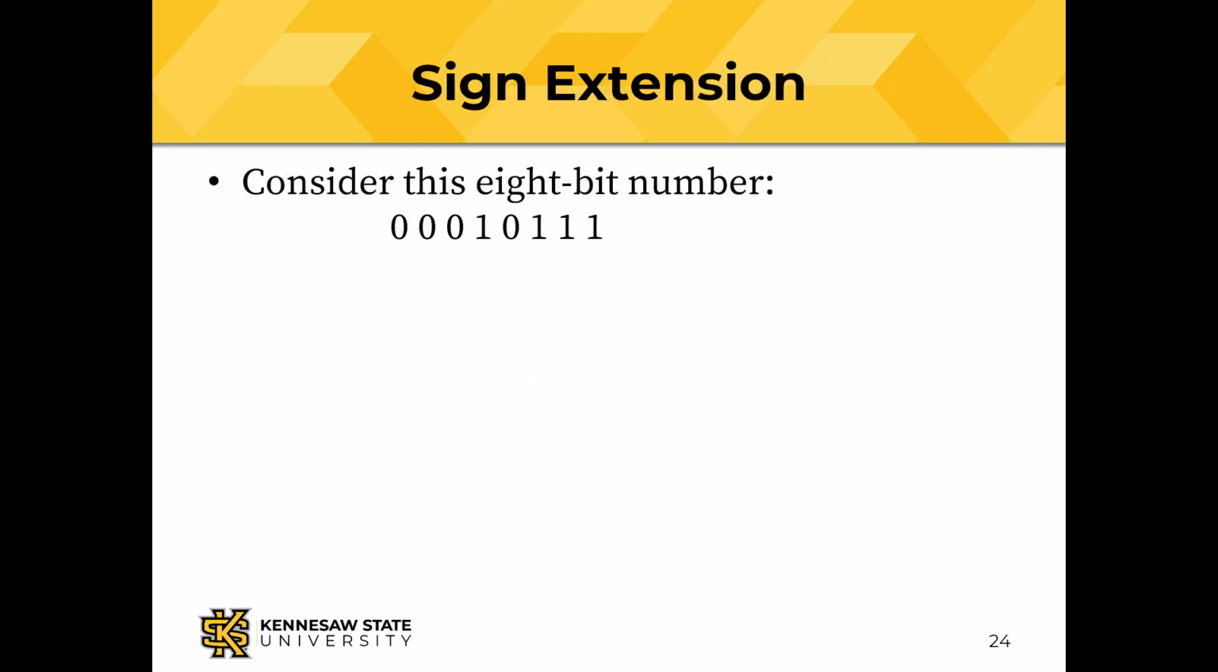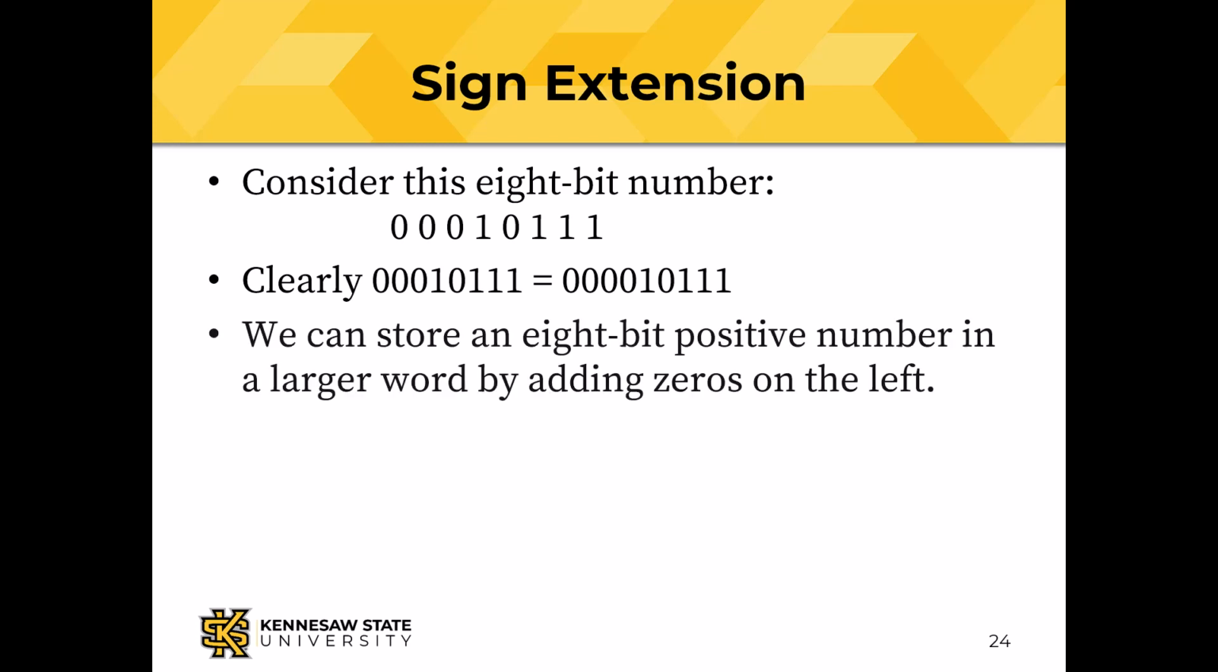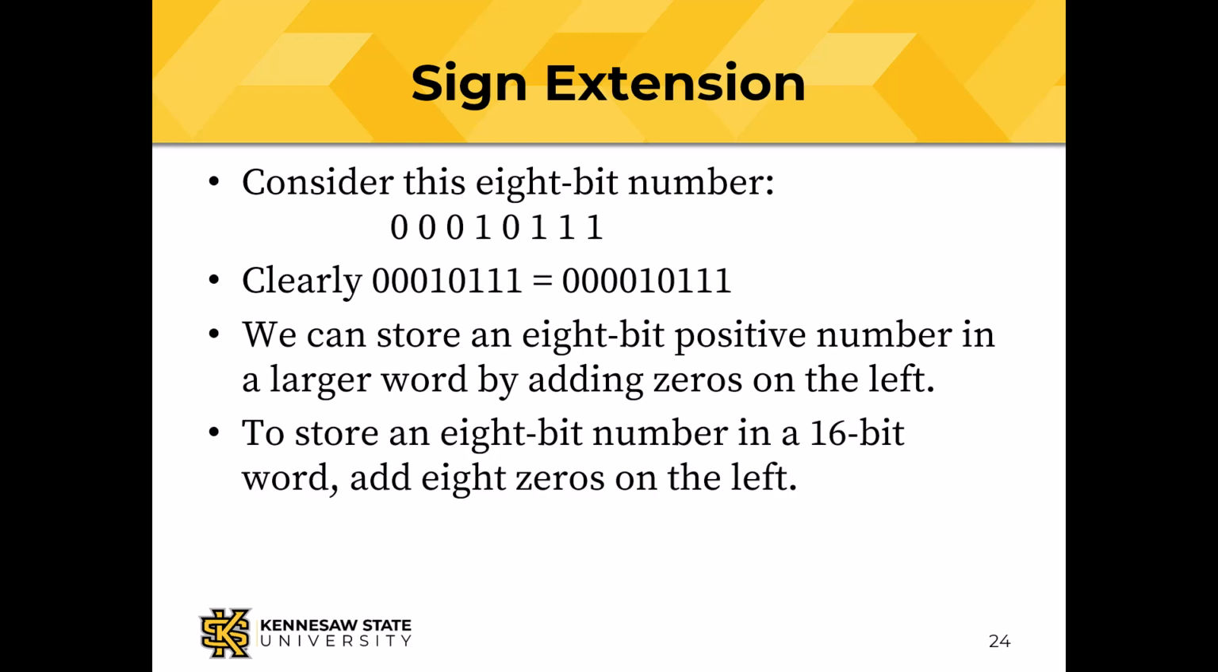Another thing about 2's complement numbers is sign extension. So here we have an 8-bit binary number, 00101111. I can add another 0 on the left, and those two numbers are clearly equal. That 0 on the left, the 0 that was added on the left, is not significant. I can store positive numbers in a larger word by adding zeros on the left. If I want to store an 8-bit number in a 16-bit word, I just add 8 zeros on the left. For 32 bits, I'd add enough zeros to get to 32.